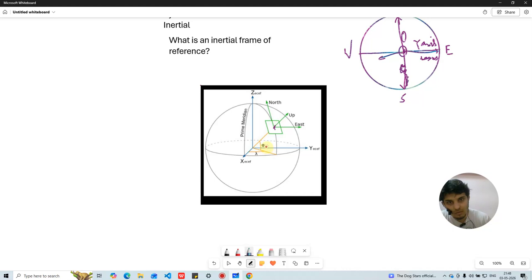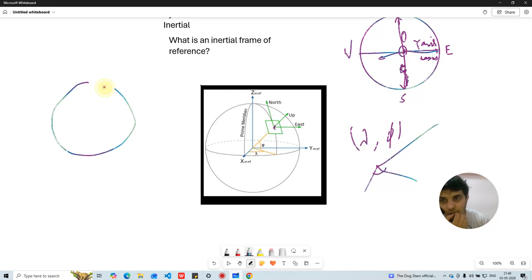In fact, I only need two coordinates to define any position on the planet, and that is lambda and phi: how far you go around, and how far above. So it's kind of like this. You have the Earth, and let's see.